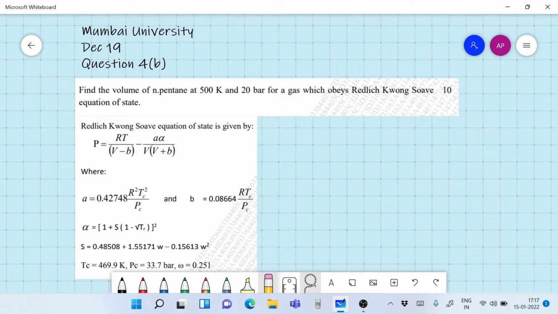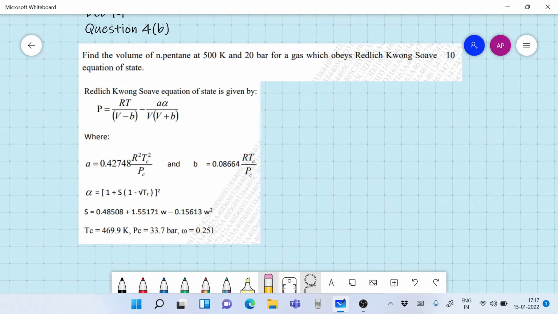Find the volume of N-pentane at 500 Kelvin and 20 bar for a gas which obeys the Redlich Kwong Soave equation of state. The equation is given, and the formulas for A and B are given. The formula for alpha is also given. The formula for S is given, where this W is actually omega. And you have the critical temperature and the critical pressure of N-pentane given to you along with omega.